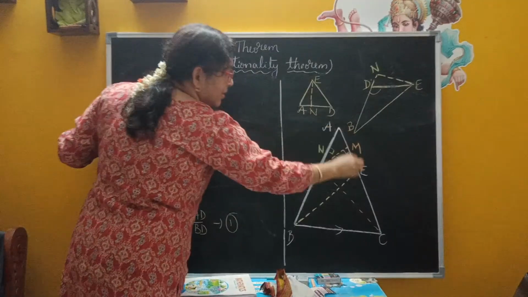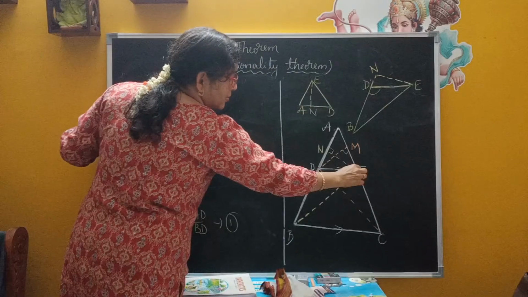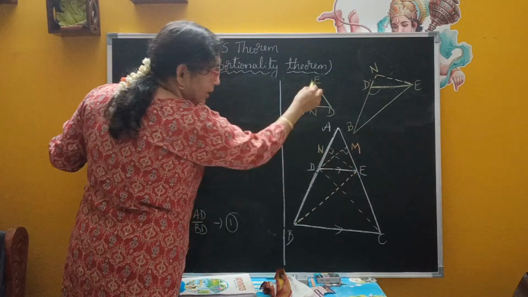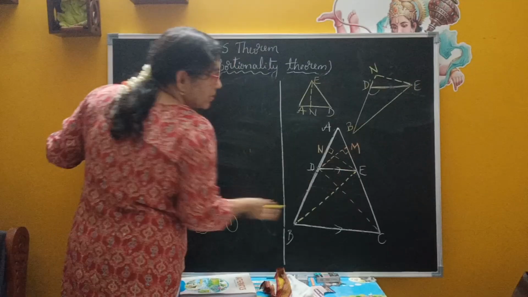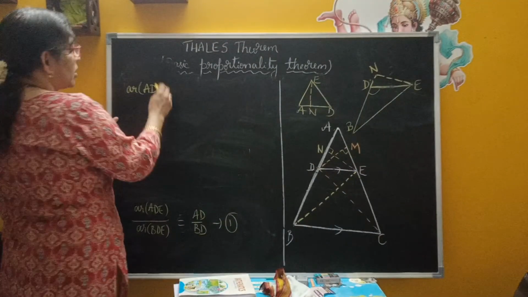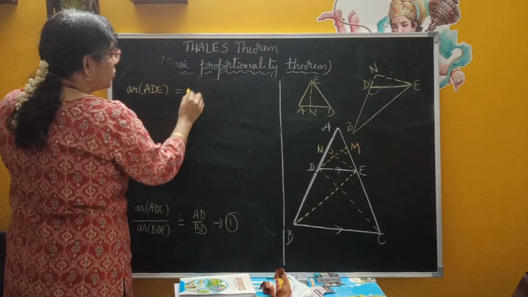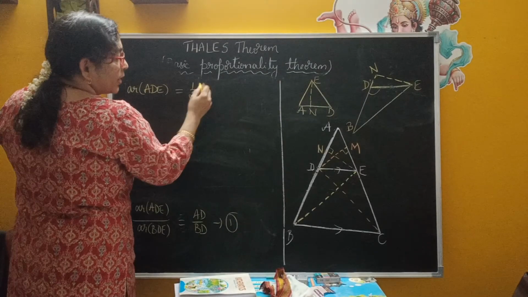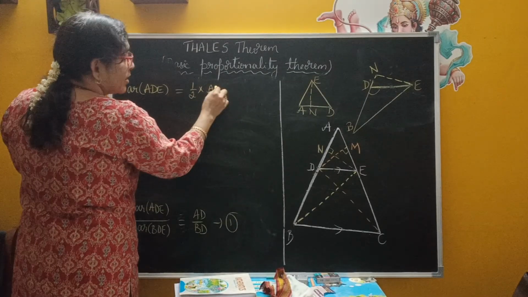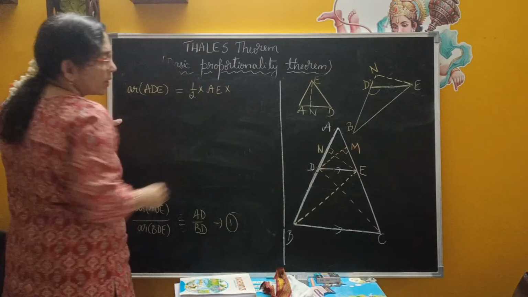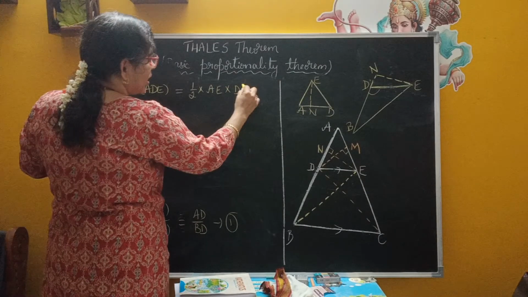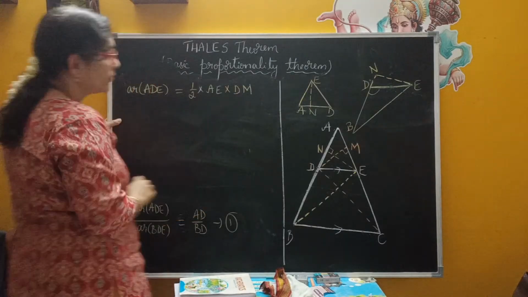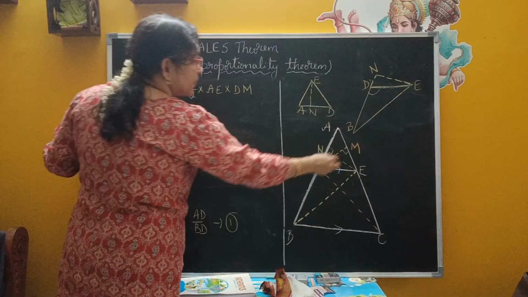Okay, this as the base. Now if we take this as the base, which is the height? DM. Imagine it like this: taking AE as the base, this DM is the height or perpendicular. Area of ADE is equal to half into AE into DM. Okay, so this is the corresponding height.